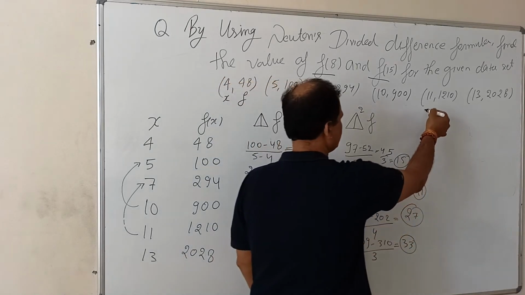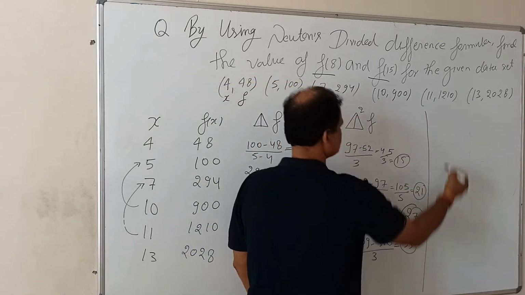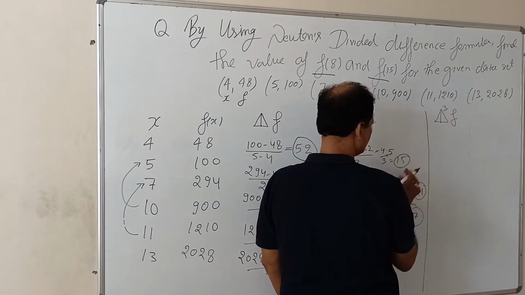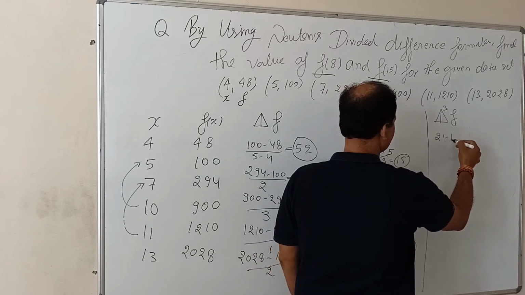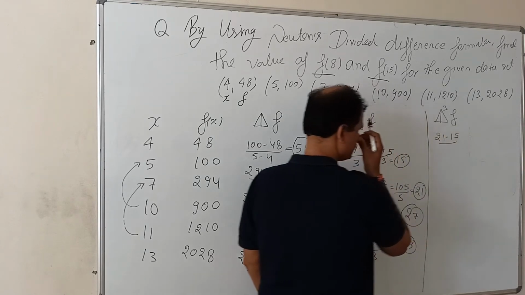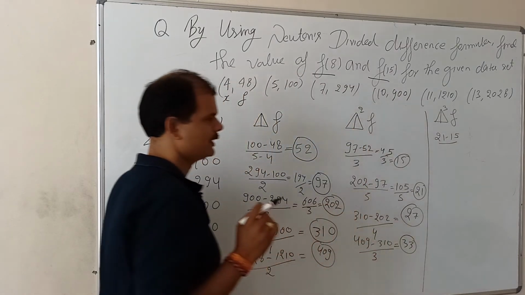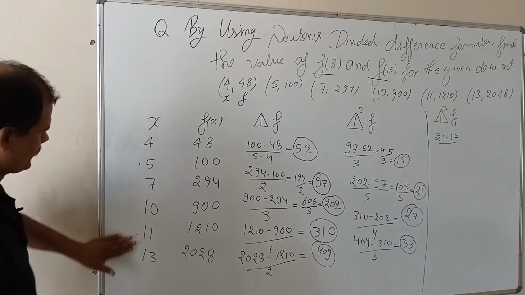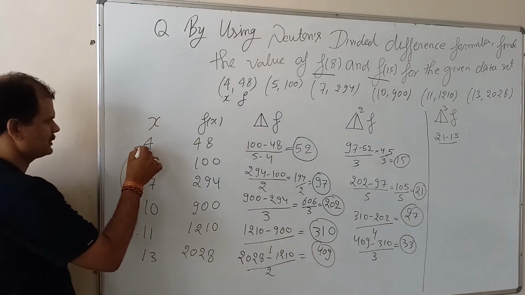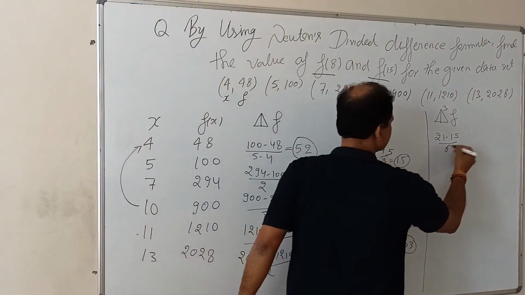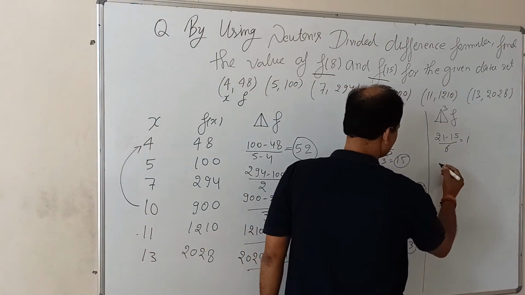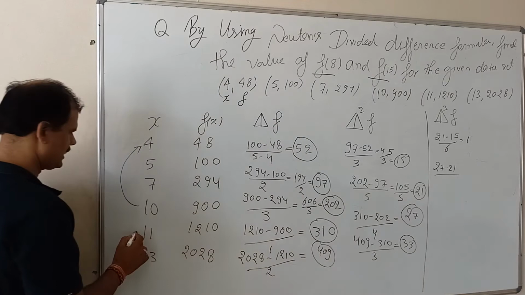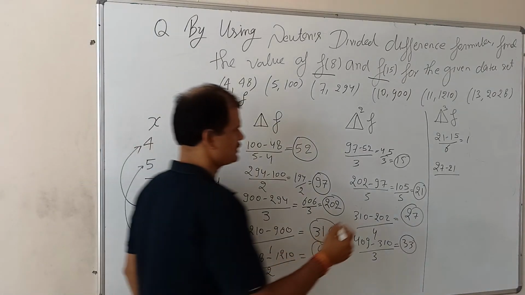Fine. Let us see the delta Q. Delta Q means 21 minus 15 divided by... there are 4 arguments, x1, x2, x3, x4. So it will be 10 minus 4, 6 will come here. So 6 by 6 equal to 1. Next one, 27 minus 21 divided by 11 minus 5, 6. 6 by 6, 1. Fine.